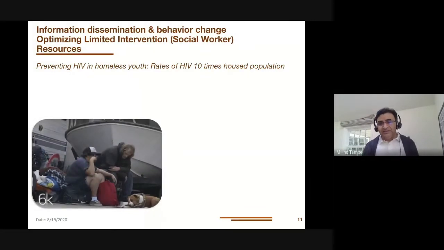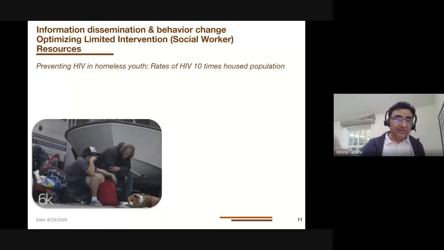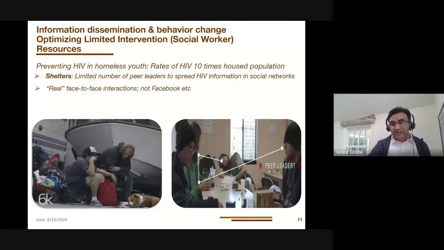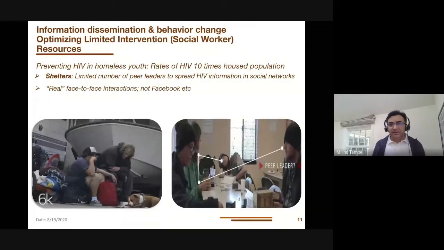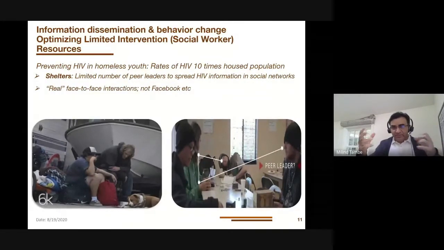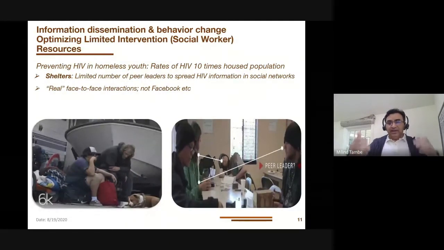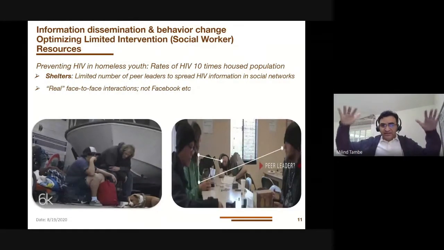One of the big challenges that we face is preventing HIV amongst the homeless youth. The rates of HIV/AIDS is 10 times the rates of normal housed populations. And so homeless shelters try to run campaigns to spread information about HIV, to try to get the youth to reduce HIV risk behaviors. Now, they do this by recruiting peer leaders, people who may be more popular, educate them about HIV, and then expect them to talk to their friends and their friends to talk to their friends.